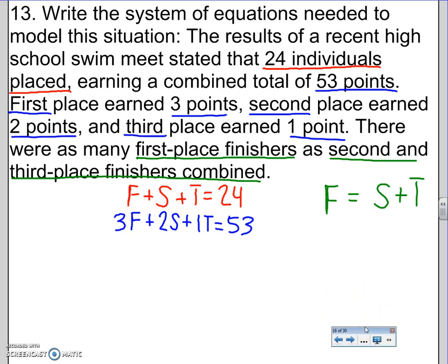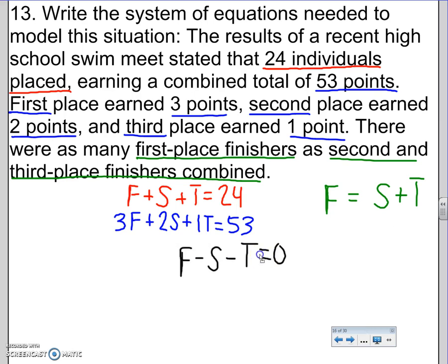I want the letters on the left side in the correct order, and the answer, the non-letter, the number, on the right side. I have to fix that equation by moving the S and the T. I'm going to have to subtract S from both sides and T from both sides. So this is really F minus S minus T equals 0. That came from the equation in green.